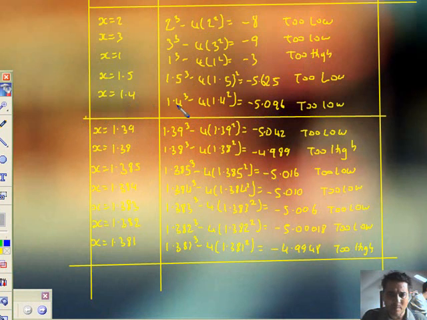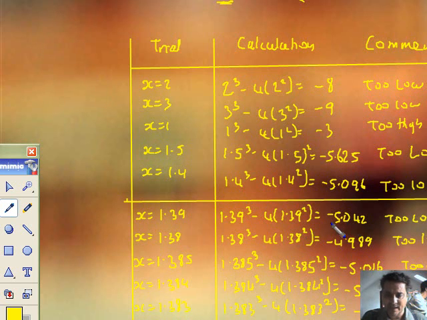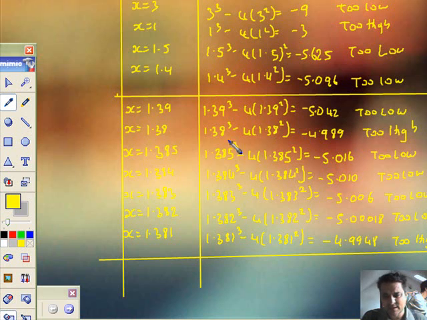Well, 1.4 gave a result that was too low, so I went to 1.39. I'm allowed to go to 3 decimal places, but 2 would do for now. So I substituted 1.39 into the equation and ended up with minus 5.042, still too low. Then I gradually worked down, 1.38. That went too high, so really I knew my answer was going to be between 1.38 and 1.39. So logically, I went for 1.385. Again, using that value, I've trialed it and I got minus 5.016, still a bit low.